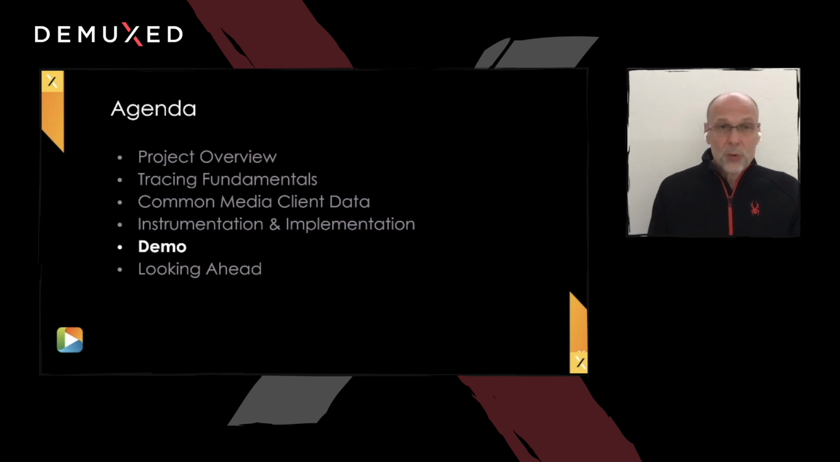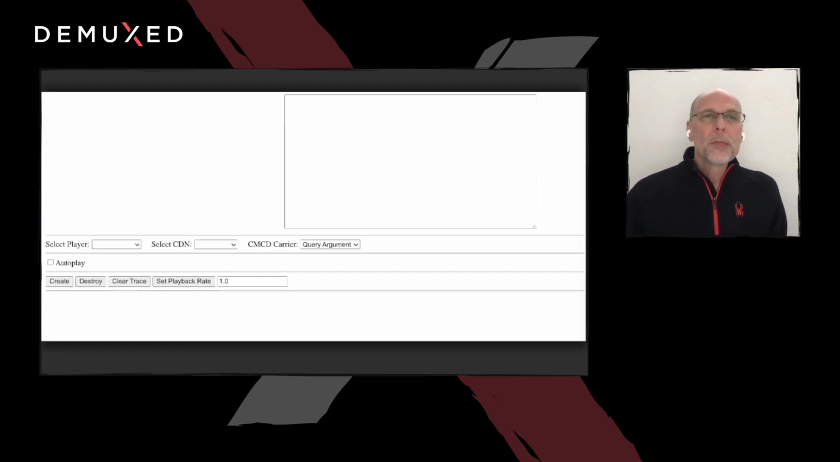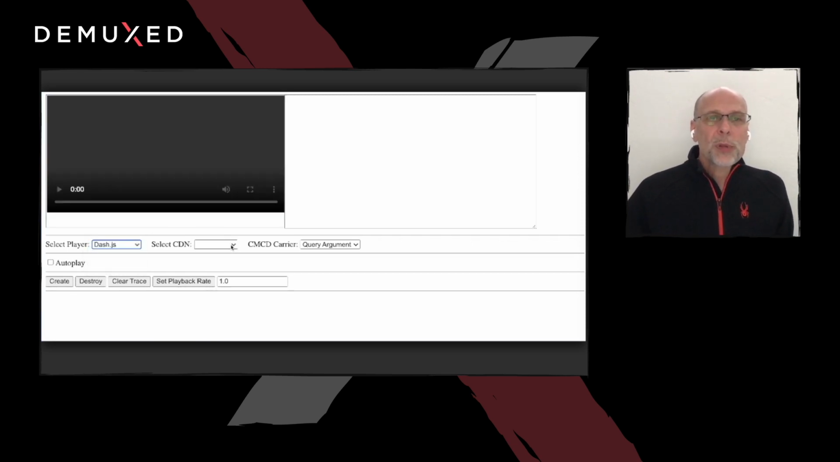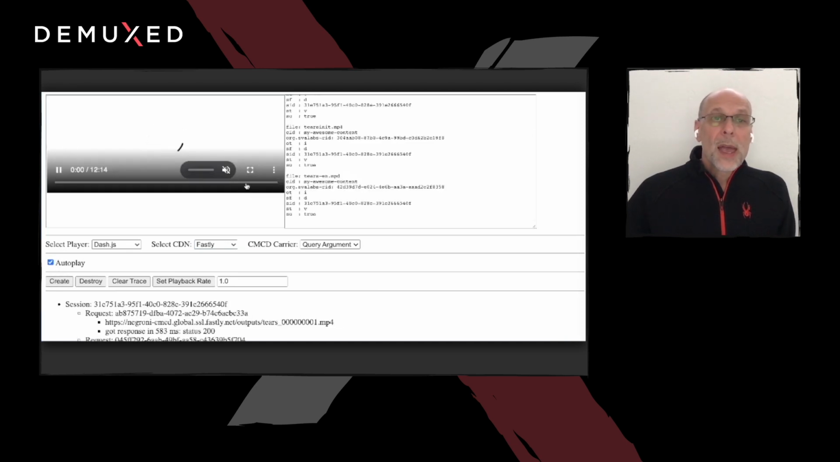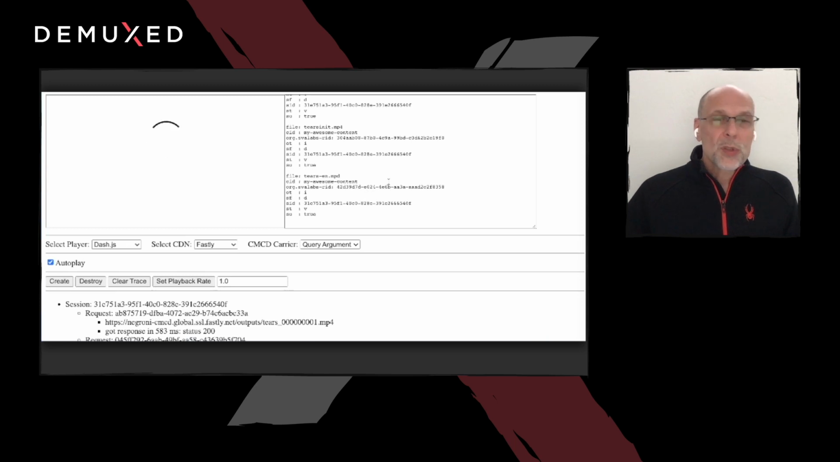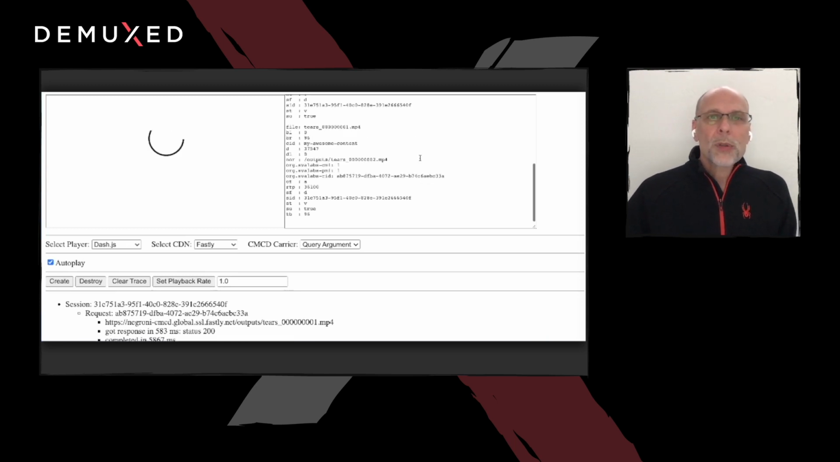Now I'm going to go ahead and do a brief demo. This is our demo application. We're going to pick -JS for our player. We're going to choose Fastly for our CDN. For the CMCD carrier, we're going to use query arguments instead of using headers. I'm going to set autoplay so that when I create, it automatically starts playing. And I'm going to mute because you don't need to hear the video play while we work through this.